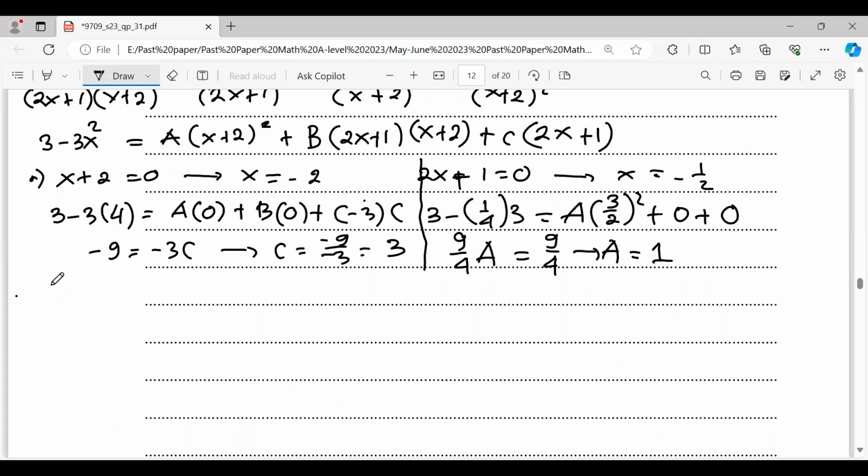After that, the third possibility is x equals 0. If x equals 0, this equation becomes 3, sorry.